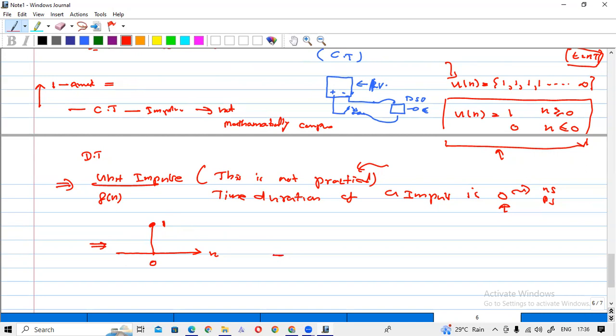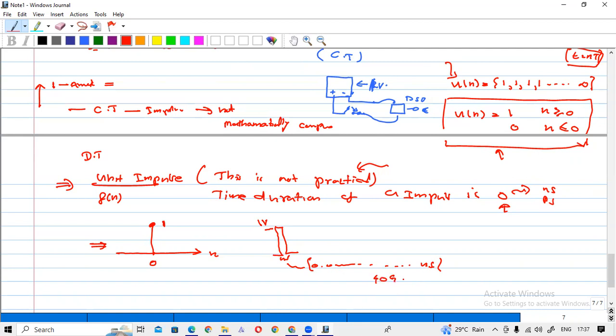For example, if you take a very tiny pulse, a very narrow 1 volt pulse. Let's say that this time duration is very small, 0.0000 something nanosecond. Practically we can't get that. I think practically we can make around maybe 40 gigabits per second. So 1 bit is around 1 by 40. I think this kind of duration pulse we can generate.